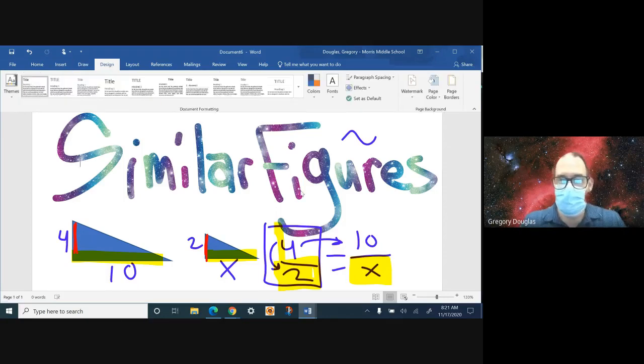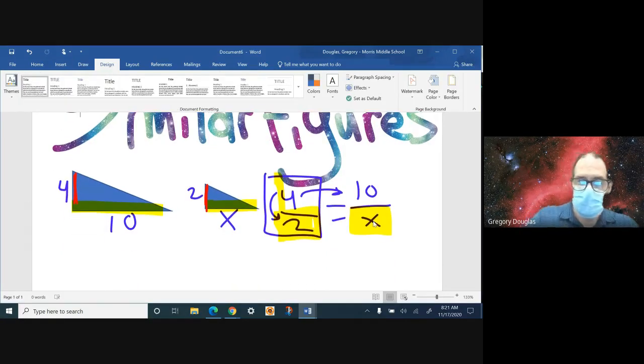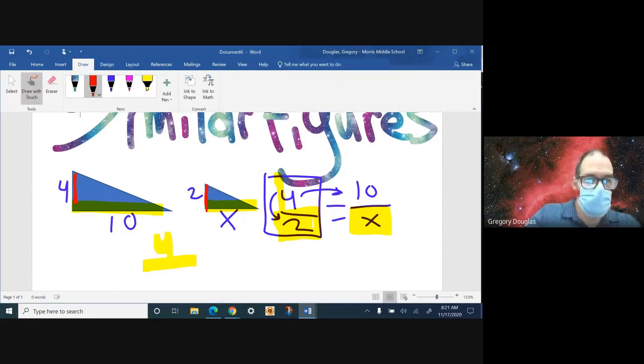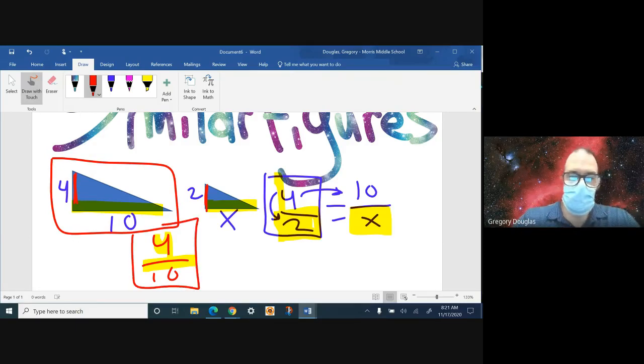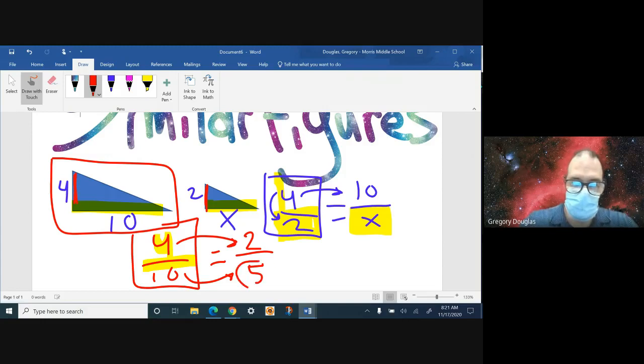Now, honestly, too, you could have set the fraction up with 4 over 10. Oops. Let me go to red here. You could have said 4 over 10. I honestly usually do it this way. I keep the same triangle together in a fraction. That's usually what I do, okay? And I could say 4 over 10 is the same thing as 2 over what? Okay. And I can see that 2 is half of 4. So this one is going to have to be half. So I know it's going to be 5. Okay. So x equals 5.